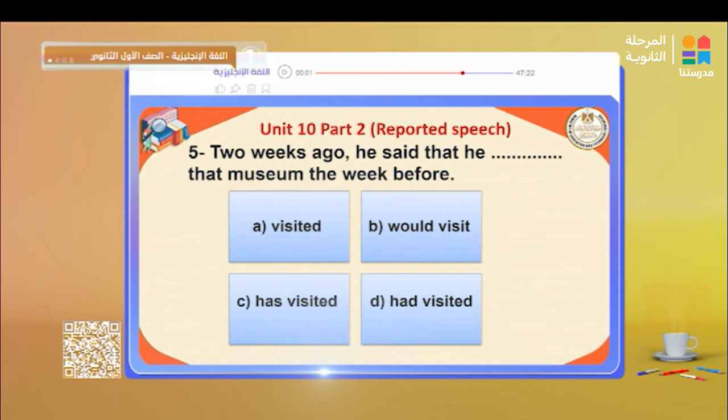Question number 5. Two weeks ago, she said she a museum the week before. You remember here we said that last week is changed into the week before. So the original sentence is in the past simple. And here we have to change it into the past perfect. So two weeks ago, he said that he had visited the museum the week before. So the original sentence, I visited the museum last week, is changed into he had visited the museum the week before. So we change the tense into the past.